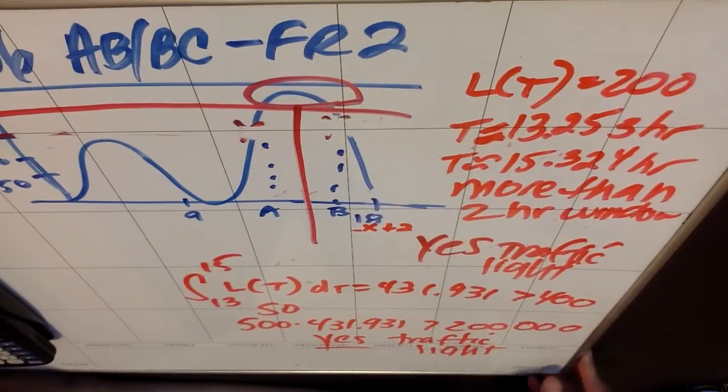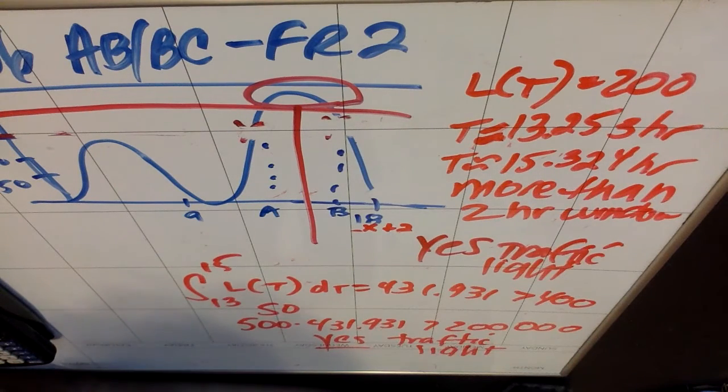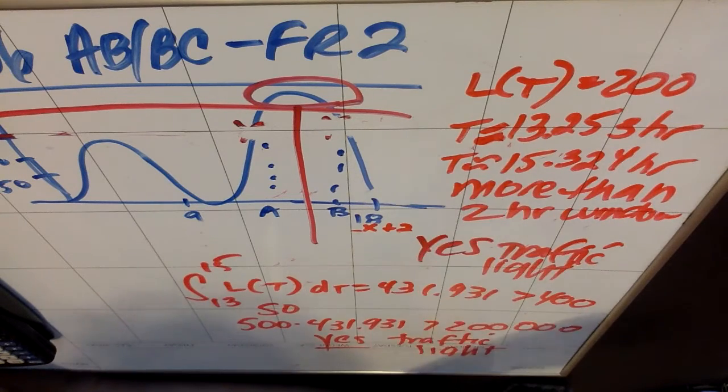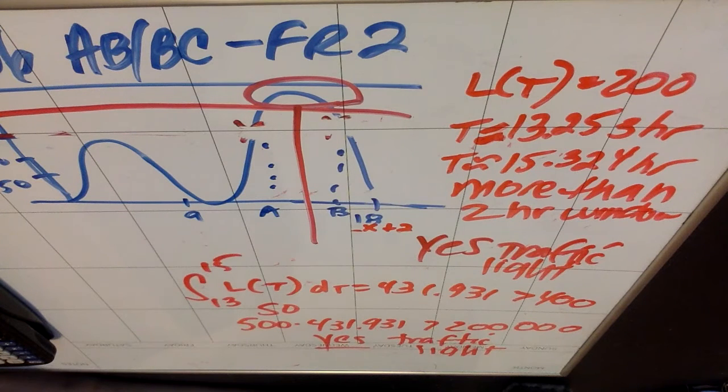Let me inch this over a little so that you can see that logic. So again, you would need a light because on the window from 13.253 to 15.324, there are more than 200 cars per hour, which means that essentially you'd get an area of more than 400. That area of more than 400 times the 500 would in fact be bigger than 200,000.